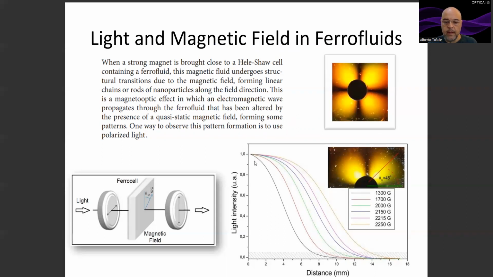For different magnetic field intensities, we have this plot showing the light intensity versus the distance. So when we use this system with a polarizer, the light passes through this polarizer and through the ferrocell, we analyze this image with another polarizer, and we obtain patterns like this.